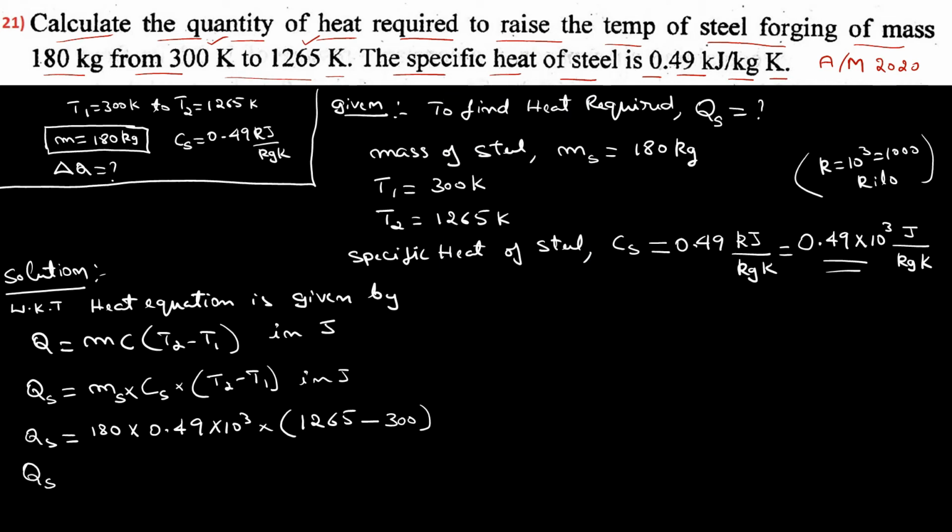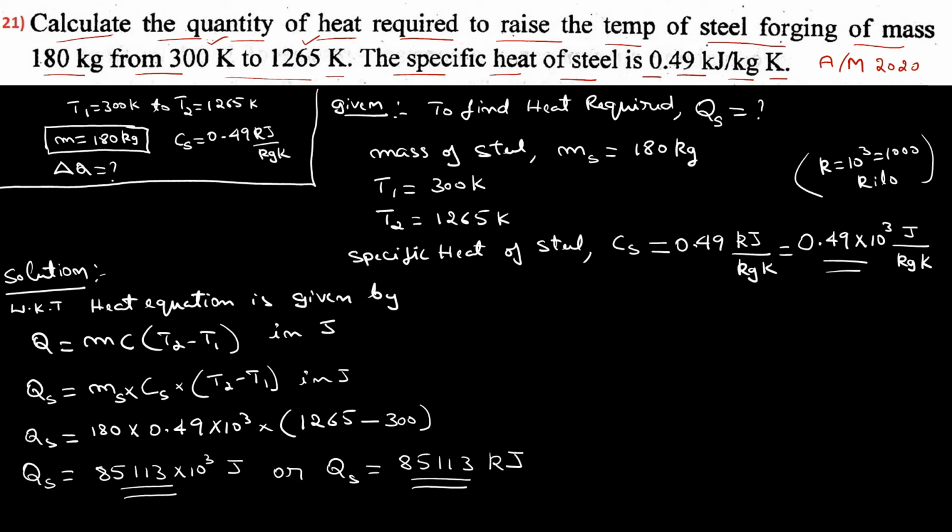Heat required to raise the temperature of steel is 85113 into 10 to the power of 3. This we have not multiplied. The unit will be joule. Okay, this can be written as heat equal to 85113, and 10 to the power of 3 means kilojoule. This is the required answer.